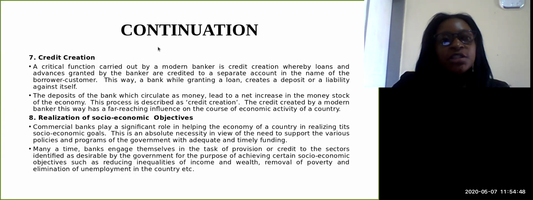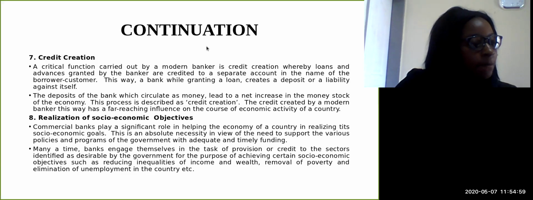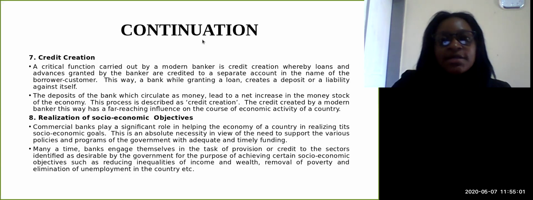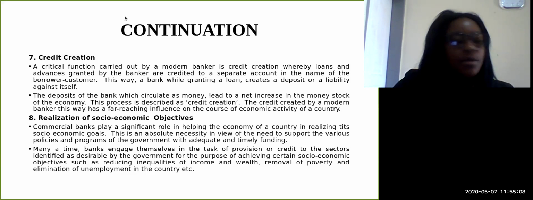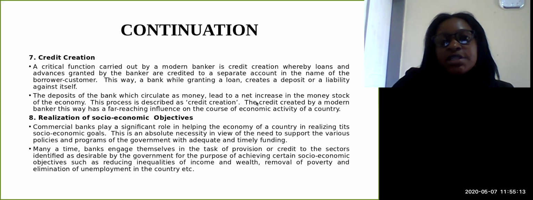The seventh function is credit creation. Banks help in creating money. In Zambia, the bank that prints out the notes is the Bank of Zambia, which is the central bank of the state. And by doing that, they help in creating credit.